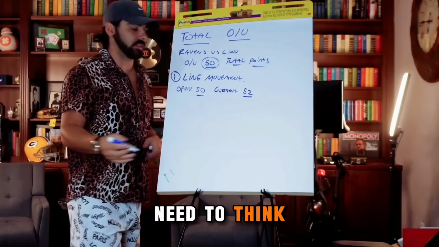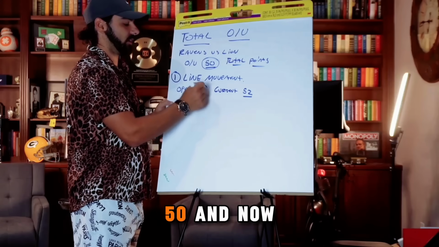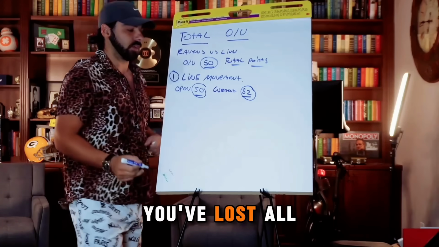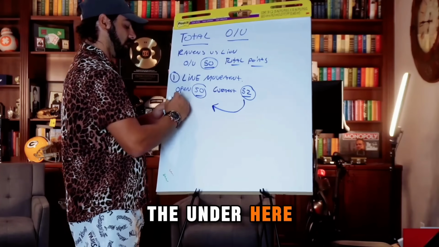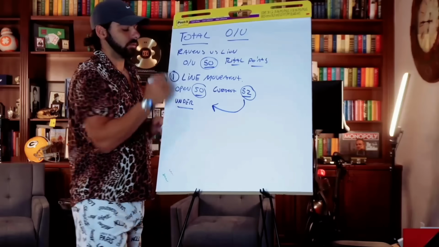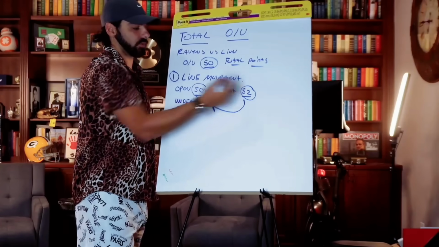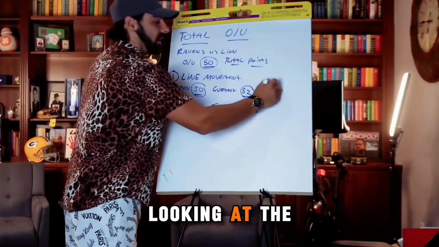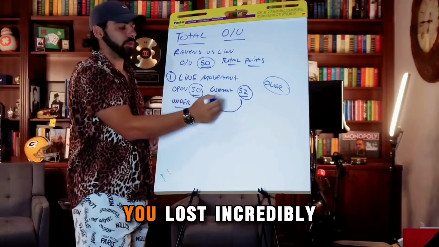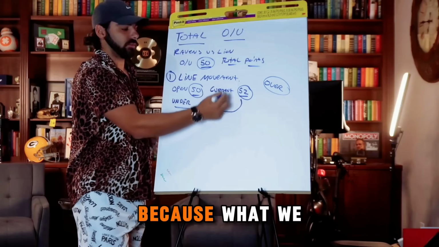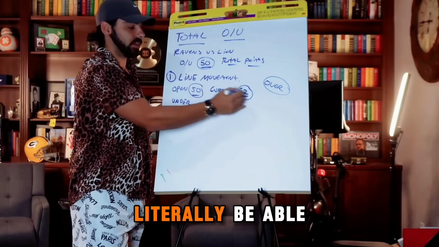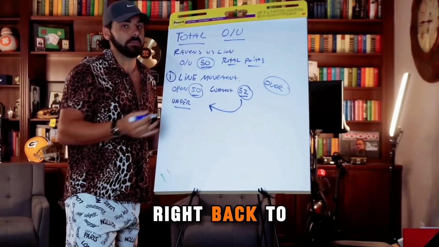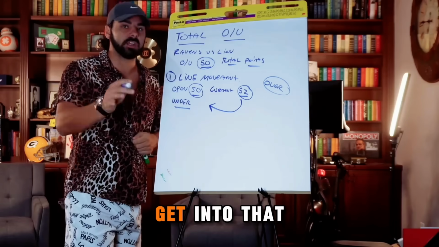The mistake that a lot of sports bettors make here is they think the complete opposite of what you need to think. When it opened up at 50 and now it's at 52, they think you've lost all value, so now you bet the other side, which would be the under here. That is not what you do. When you see line movement going up on a total, you should be looking at the over. Doesn't mean that you lost an incredible amount of value, because we can move our number right back to where we want it to be. But we're going to get into that a little bit later.